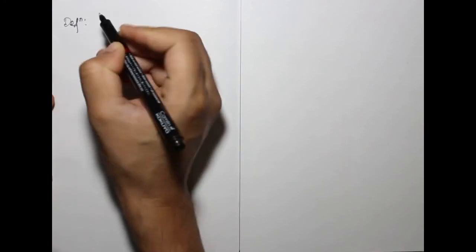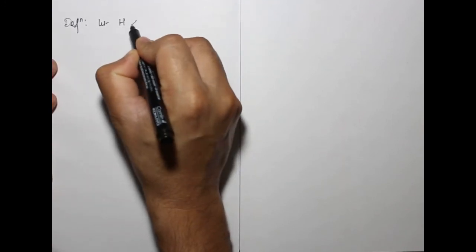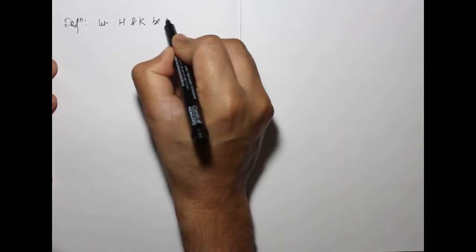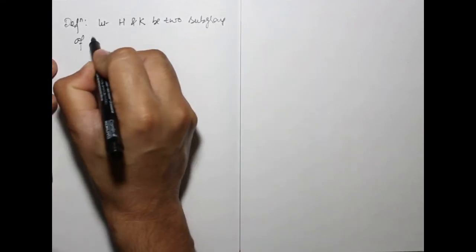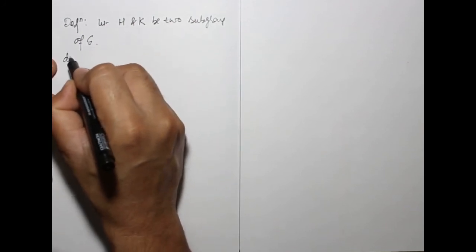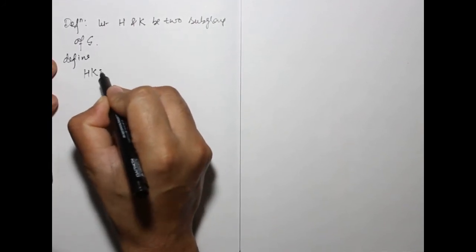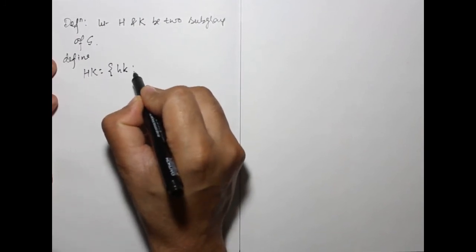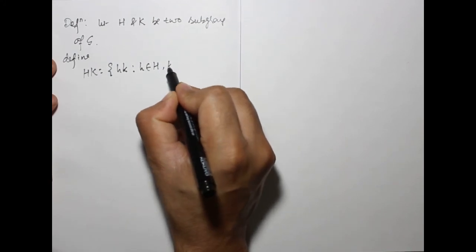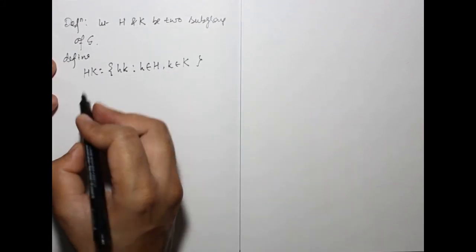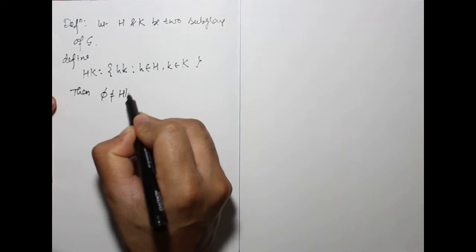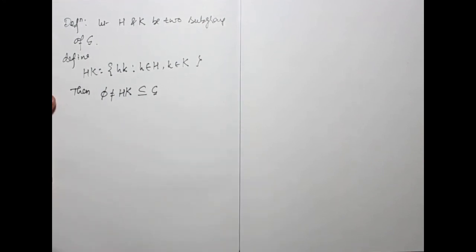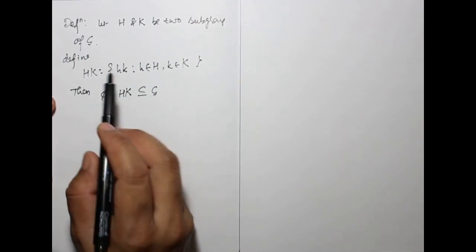Product of two subgroups. Here is the definition: let H and K be two subgroups of G. Define HK equals {hk such that h belongs to H and k belongs to K}. Then HK is non-empty, which is a subset of G. This is the product of subgroups.